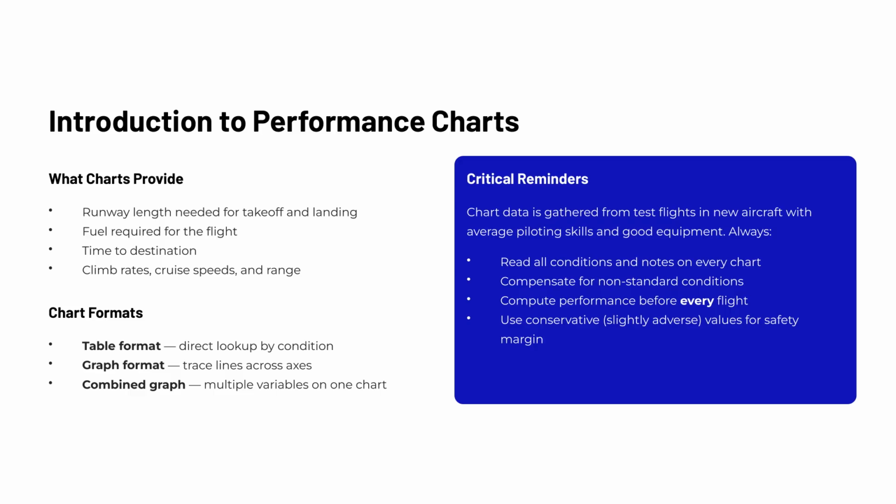Those numbers were obtained from test flights conducted in brand new aircraft, flown by pilots with average skill levels, using properly functioning equipment. That means real-world performance may fall short of what the chart shows. For that reason, you must read all conditions and notes on every chart before using it. Compensate whenever your situation differs from the standard conditions assumed in the chart, and compute performance values before every single flight, not just when conditions seem challenging. Always apply a conservative bias by selecting slightly adverse values to build in a safety margin.